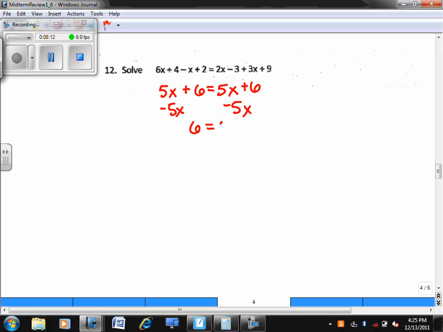6 equals 6. What did we say just a minute ago? If we have an equation where we have one number equal to itself, then that's always true. No matter what, 6 is going to equal 6. So our answer here is all real solutions.